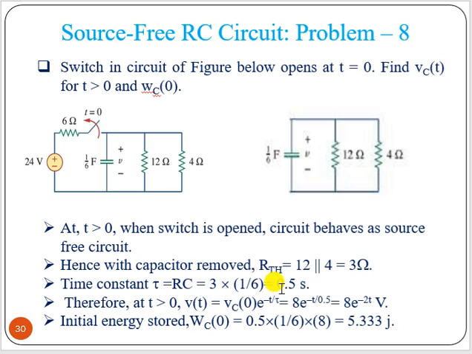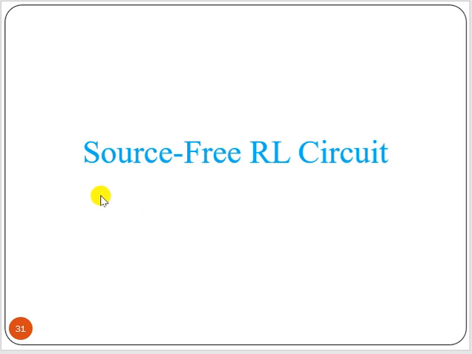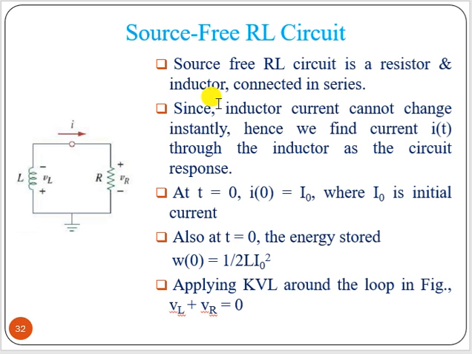Now this is for the source free RC circuit. Now let's see the source free RL circuit. Say this is your RL circuit. You don't have any independent source connected. Here at t equal to 0, the current is I0. That is the initial current, and the initial energy stored in the inductor is half L i square. So if you write the KVL, VL plus VR equal to 0.